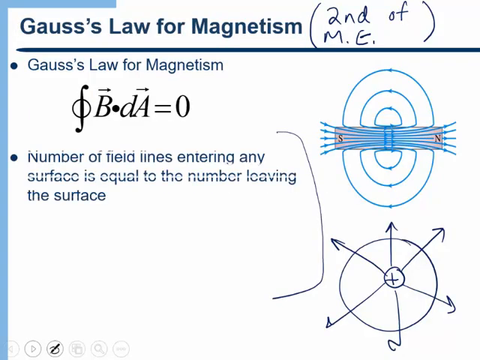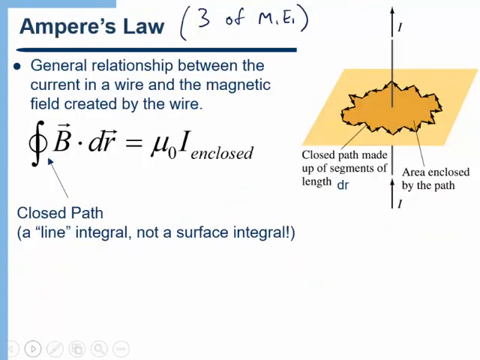So, what is Ampere's law telling you? Currents or moving charges create magnetic fields. Say that 10 times. Currents create magnetic fields. Moving charges create magnetic fields.